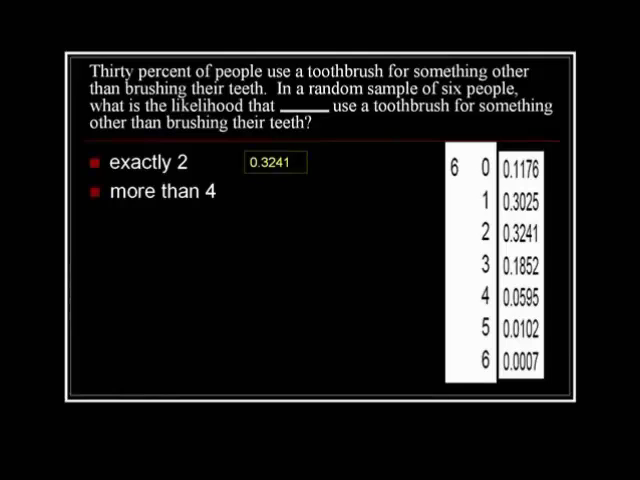Then the probability that we have more than 4. So that doesn't include 4 because 4 is not more than 4. So we'll add the 0.0102 and the 0.0007. I got that to be 0.0109.